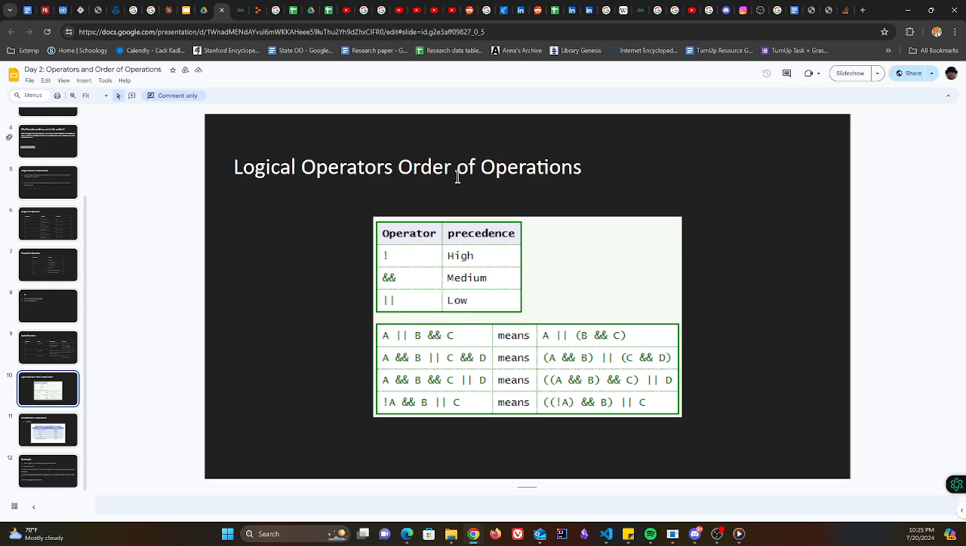Here we have the logical not at the top, the logical and medium, the logical or low. Usually it's just easier to put it in parentheses like this. If you don't exactly remember the order of operations for the logical operators, it's just easier to put it in parentheses, but these mean the same thing.